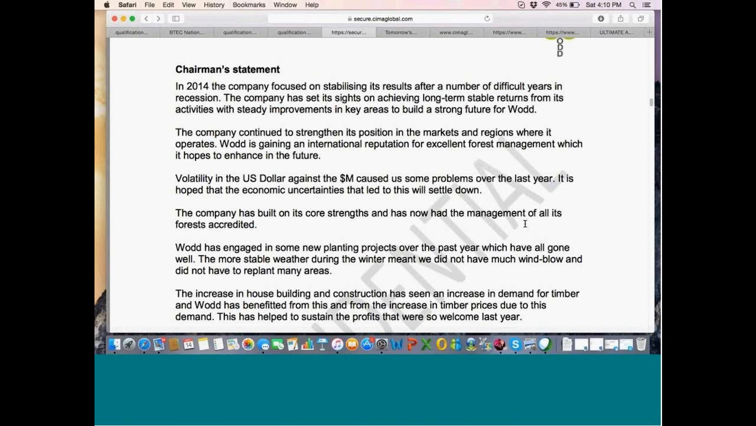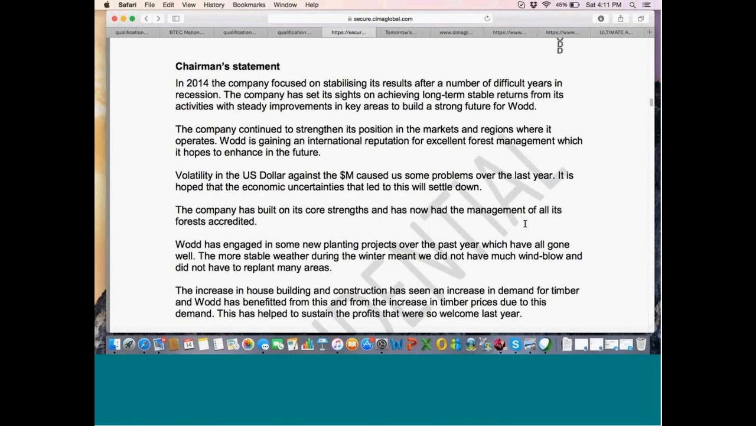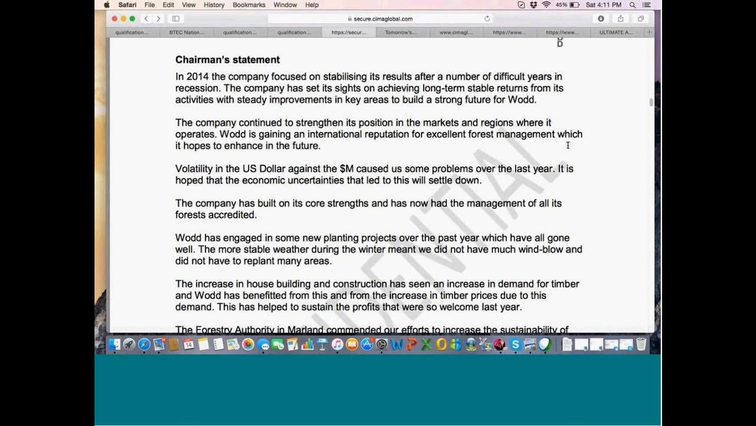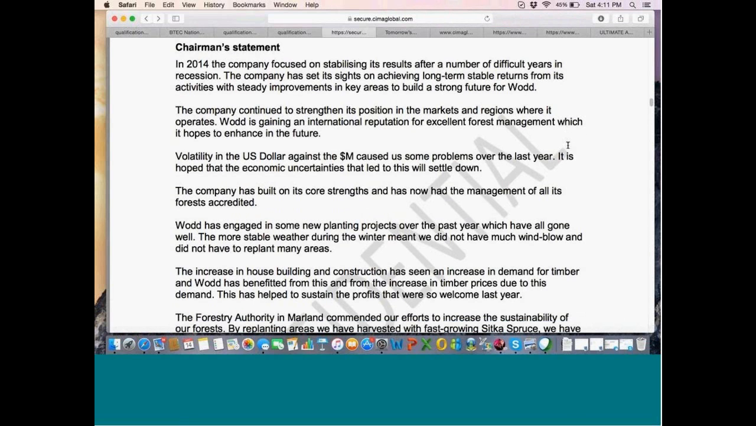Sorry. Okay. Now, chairman's statement. What are some of the key things that you can see in the chairman's statement? One of the first things is the foreign exchange movement. The volatility in foreign exchange. Yes. So he's talking a lot about it, isn't it? Because it seems it's impacting the company quite a bit.